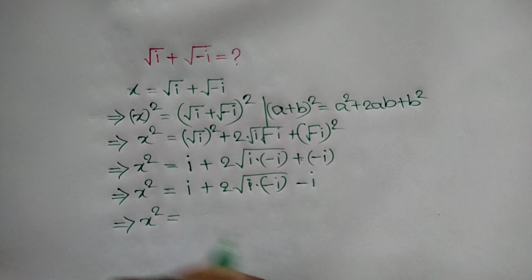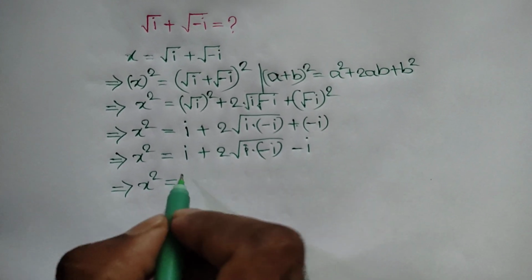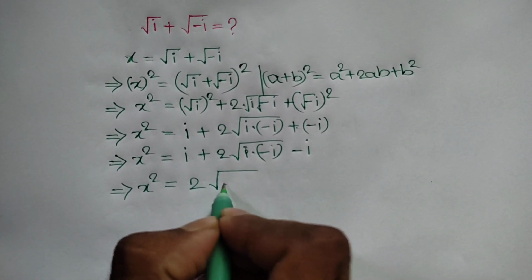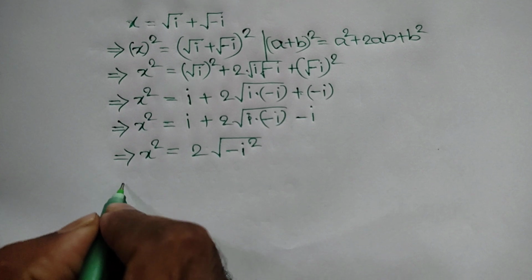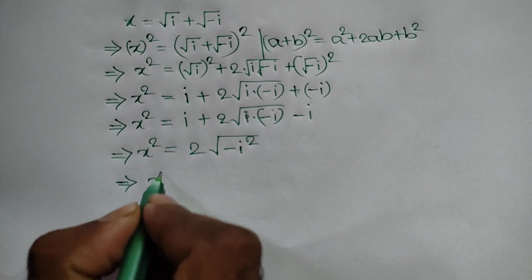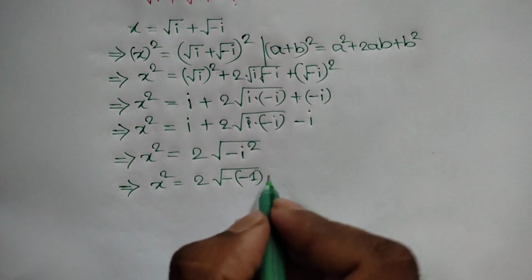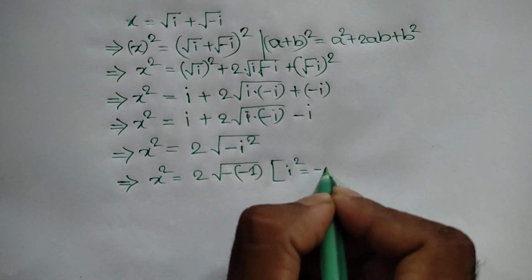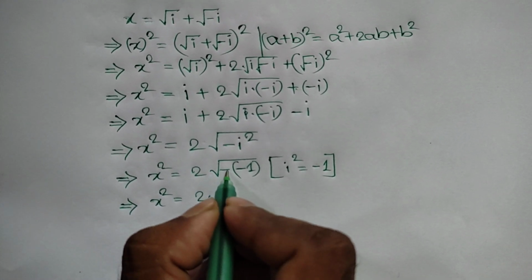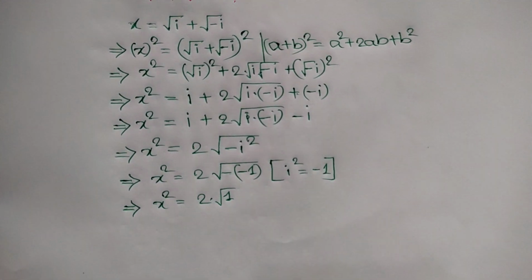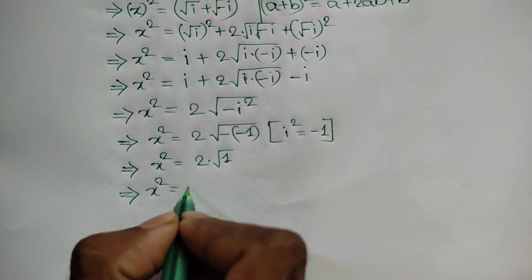or x square is equal to, this i cancels out this i because it is positive and it is negative, so we will get 2 square root of negative i square, or x square is equal to 2 square root of negative times negative 1, because i square is equal to negative 1, or x square is equal to 2 times negative, it will be positive square root of 1, or x square is equal to square root of 1, that means 1, and 1 times 2 is equal to 2.